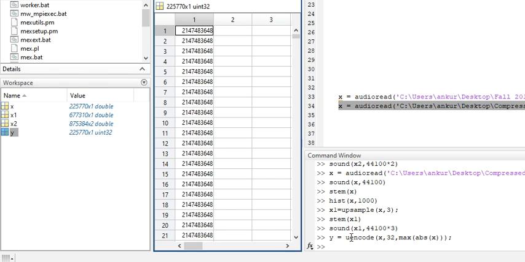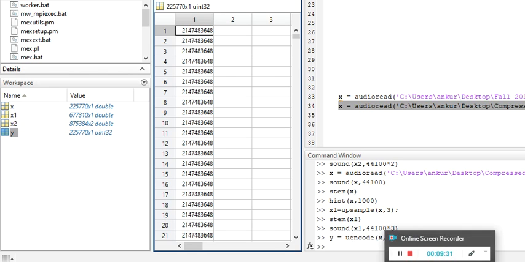So here it's a MATLAB inbuilt command. Once again, you encode, it quantizes my voice, that is the sample values of the test audio, to 32 levels, and max absolute x being the range which we want to divide it into. So the inverse operation of this would be to decode it.